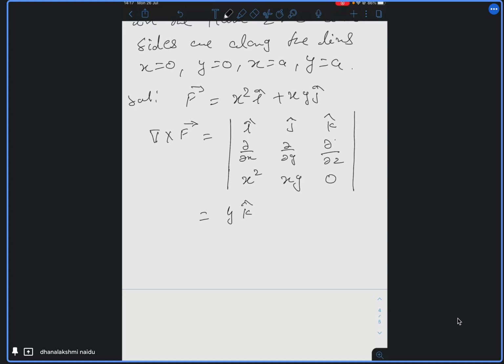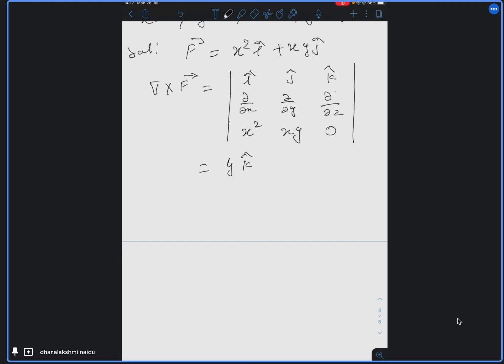Okay. So now you will need this term also. Our LHS of that Stokes theorem, which is, now who wants to join?